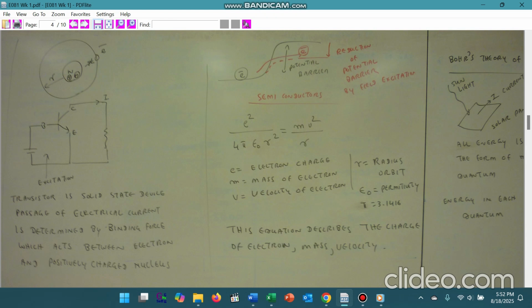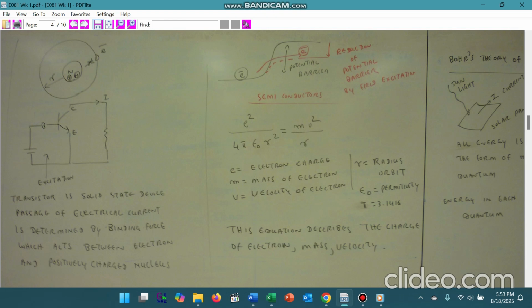So in this case, those electrons are moving with energy. When any particle is moving, it possesses energy, and it also has mass. So we use an equation that relates the charge of the electron, its velocity, the mass, and the radius distance. This is the electron, and this is the nucleus. The distance is the radius. The radius of the orbit can be written in the equation.